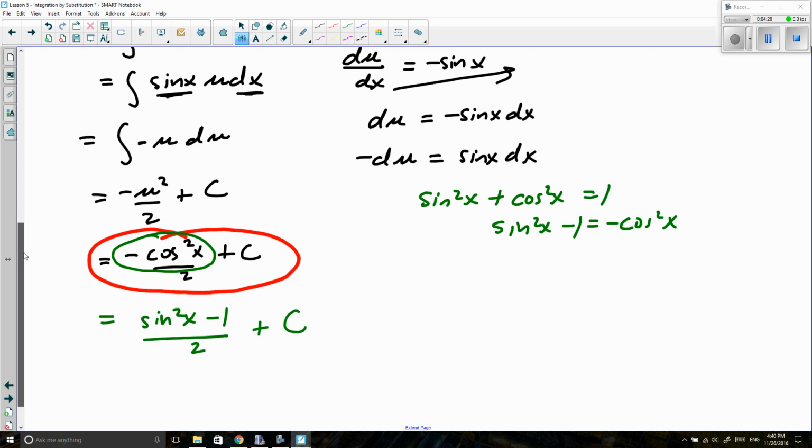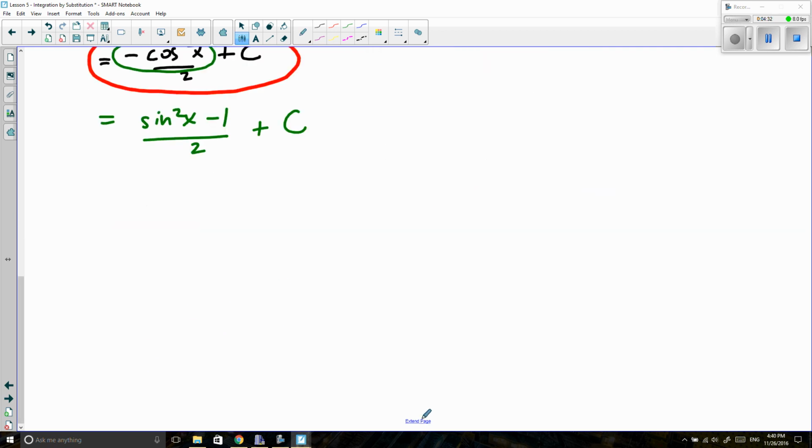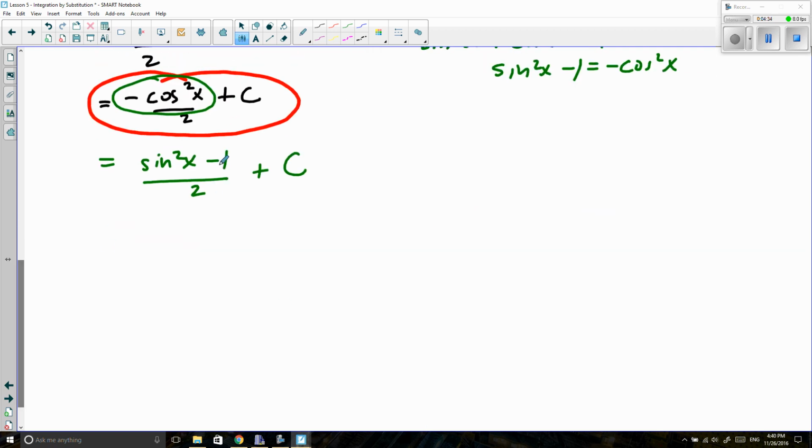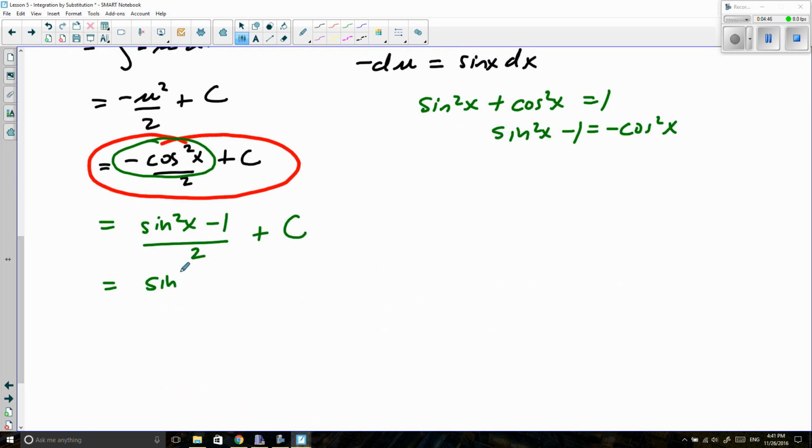Okay, so are they the same? They're almost looking the same. But the one thing I have to do here is deal with this minus 1 over 2. So actually, we can rewrite it like this. Sine squared x over 2 minus 1/2 plus c, right? So I just split up this quotient into two different fractions, okay?